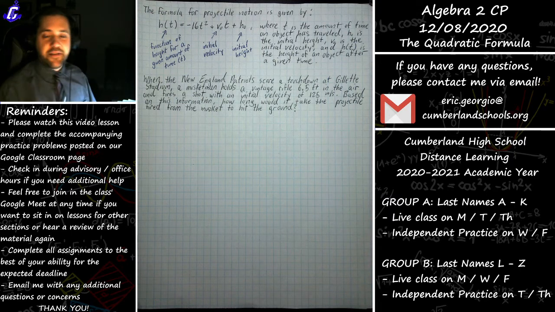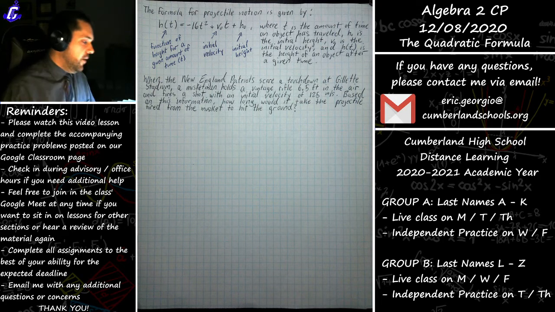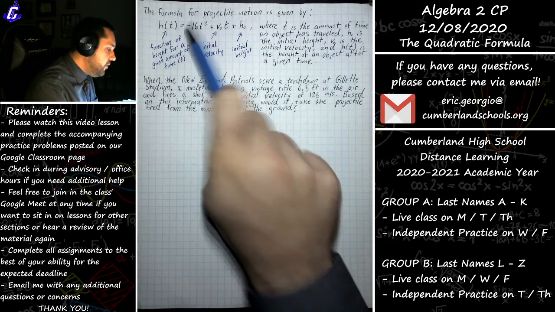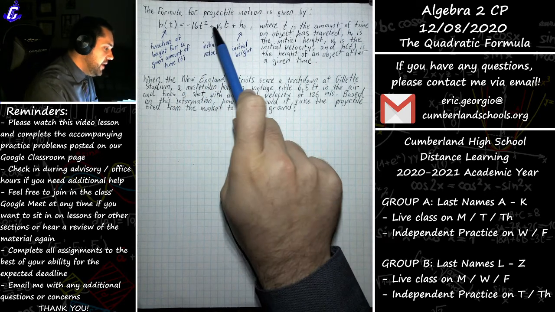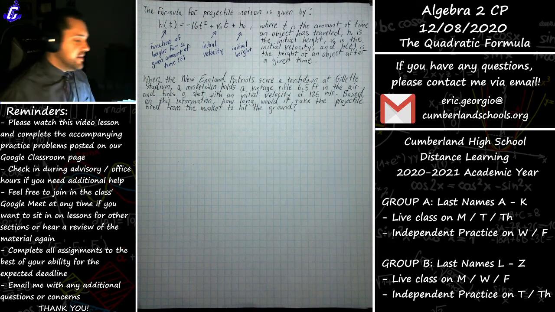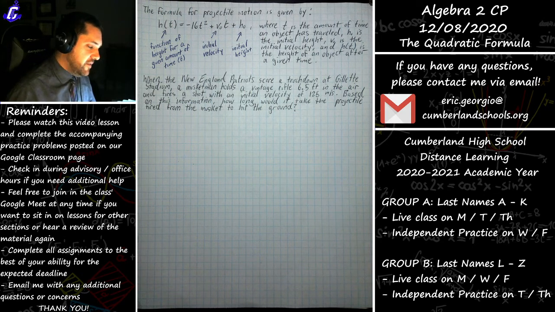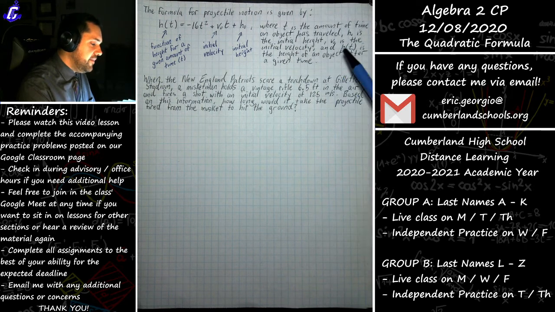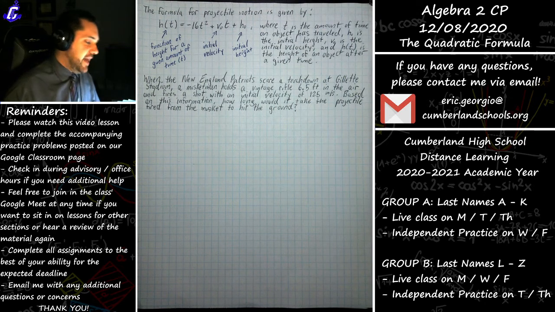All right, so not surprisingly, there's a lot of overlap between projectile motion and the quadratic formula because they both deal with quadratics. A lot of physics overlap actually from Algebra 2. So in any case, this says the formula for projectile motion is given by h of t equals negative 16 t squared plus v sub 0 times t plus h sub 0. It then says t is the amount of time an object has traveled, h sub 0 is the initial height, v sub 0 is the initial velocity, and h of t is the height of an object after a given time. All right, it's just explaining what all the variables are.